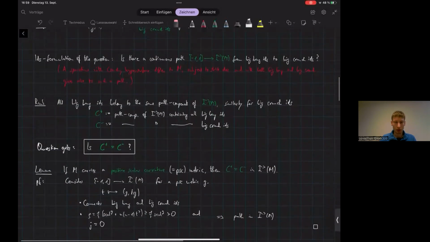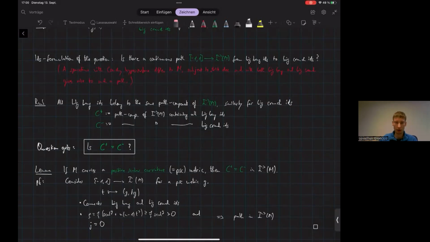So here is a little lemma that answers the question that I posed before about equality of these components under the assumption of positive scalar curvature. So when we know that M carries positive scalar curvature, then these components are actually the same. And the proof is straightforward, it's easy. You just write down the path. The path is given by, well, we take this parameter t and we map this to the pair that consists of a PSC metric in the first slot, and the second fundamental form will be given by t times this metric.